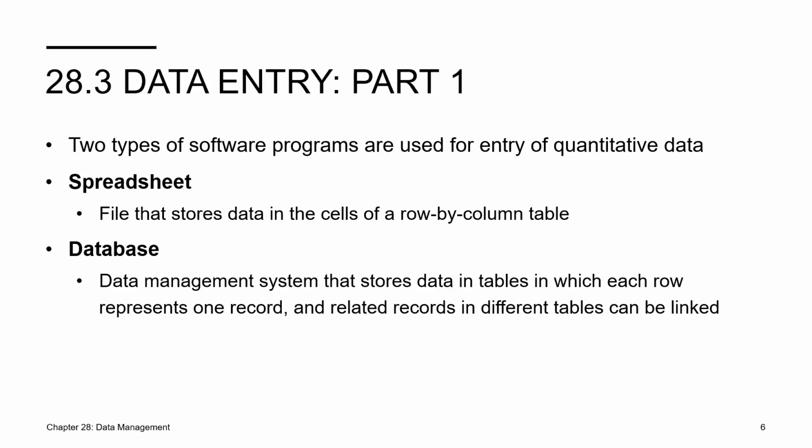So a spreadsheet is considered a file that stores data in the cells of a row and column table, and a database is considered a data management system that stores data in tables, and each row represents one record and related records in different tables that could be linked by using, say, a pivot table. So a spreadsheet usually is just one worksheet within the database, but a lot of times these are used interchangeably.